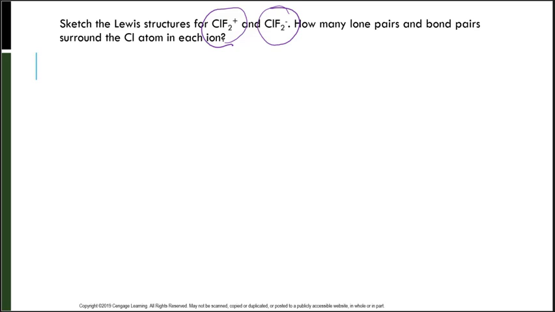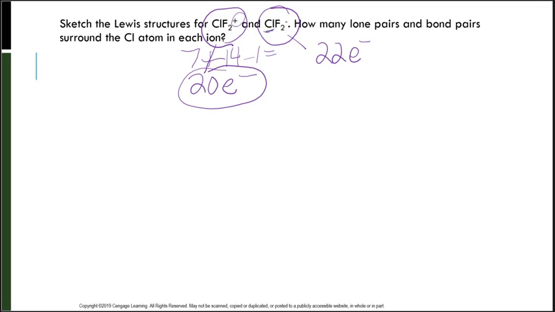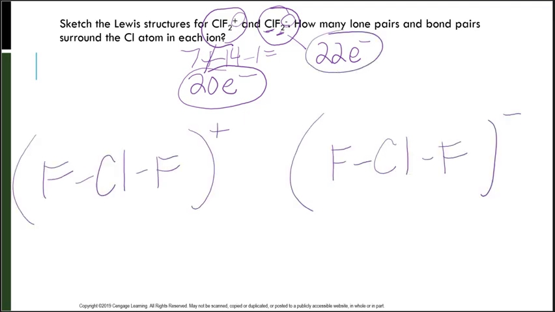Let's sketch the Lewis structure for ClF2 plus and ClF2 minus. Can you try that? First, let's do our electron count. 7 for chlorine plus 7 for fluorine, and there's 2 of them, so 14. And then it's a +1 charge, so that means it lost an electron. So that would give me 20 electrons. Here I've got 7 plus 14, so that's 21 with a -1 charge, so I need to add an electron, 22 electrons. Let's figure out how these are arranged.